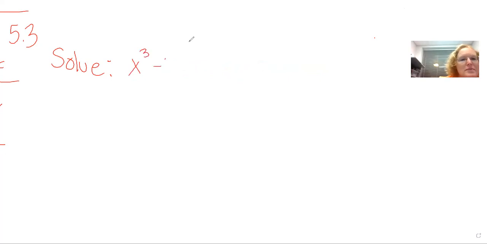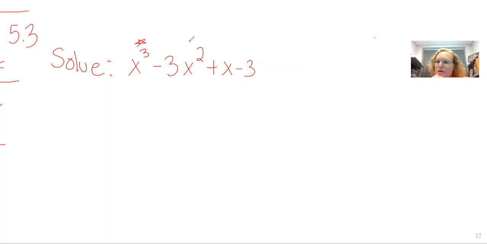x cubed minus 3x squared plus x minus 3. Okay, so let's do this one. It's still going to cover all the basics, but it doesn't have a trick in it. So this is a third degree equation. If you don't remember what a degree is, I'm going to put a little star right there.